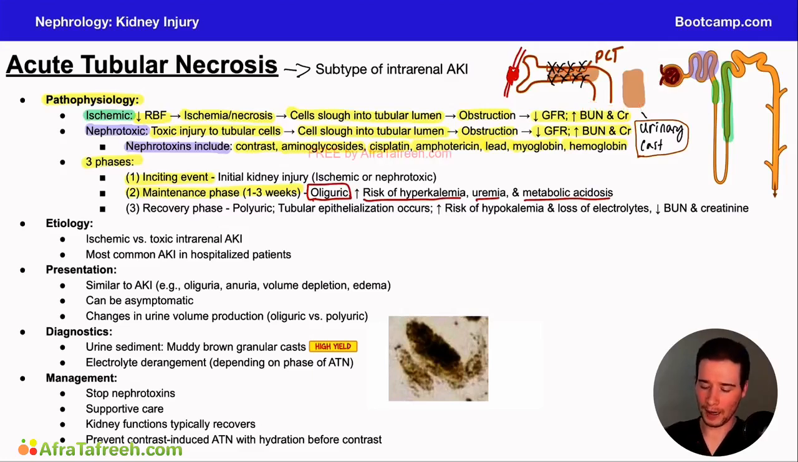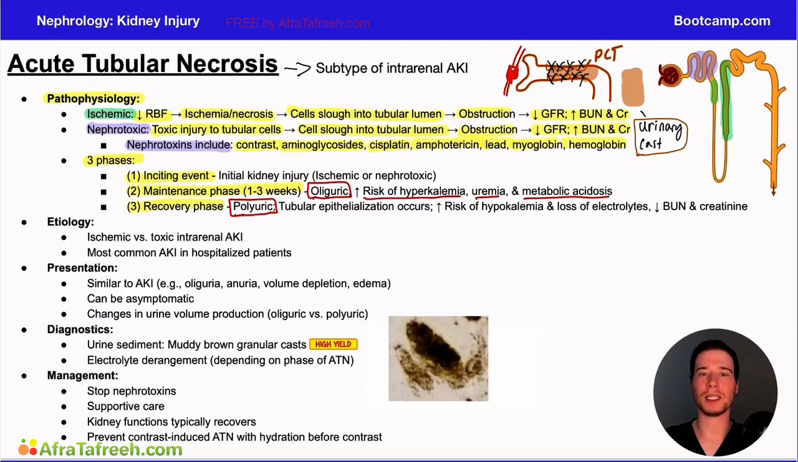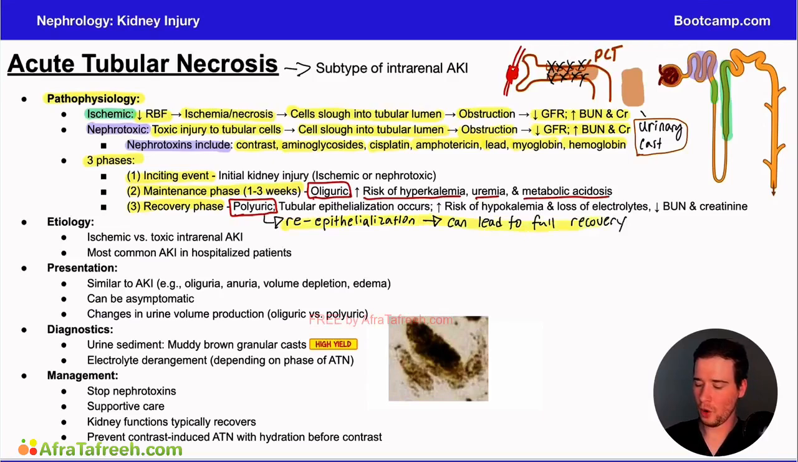And then third, we're looking at the recovery phase. So this is a really important phase as well, and this is described as a polyuric phase. So essentially what happens is we talked about how there's necrosis and the cells can die off. However, the kidneys are really resilient and they can actually undergo a process called reepithelialization. And this process can actually lead to full recovery of the kidney itself. This is very important though, because we have a damaged kidney from an inciting event. It undergoes a maintenance phase. But during this last phase, the recovery phase, with the tubular reepithelialization, we get an increased risk of hypokalemia and loss of electrolytes, along with a decreased BUN and creatinine.